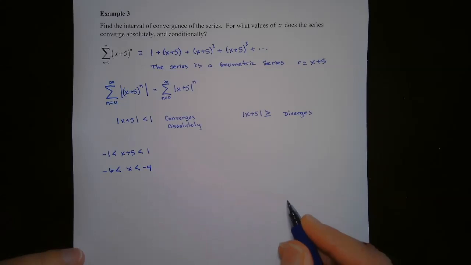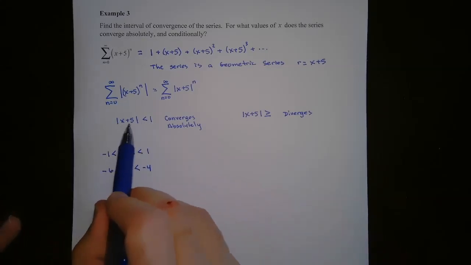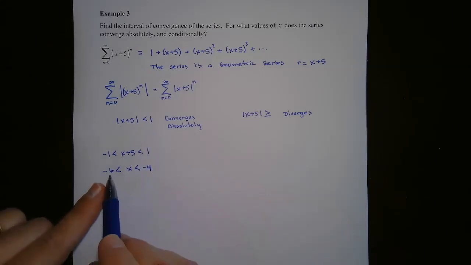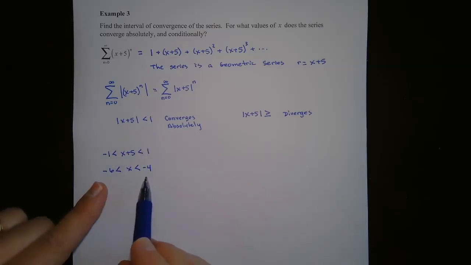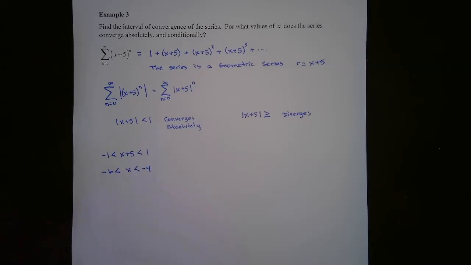So right here, when you get the absolute value by itself like this, that is our radius of convergence. You could also get it, and I showed you this earlier, by subtracting these and finding the distance and dividing by 2. So this is a distance of 2, from -6 to -4. Half of it is 1. That's this right here too.